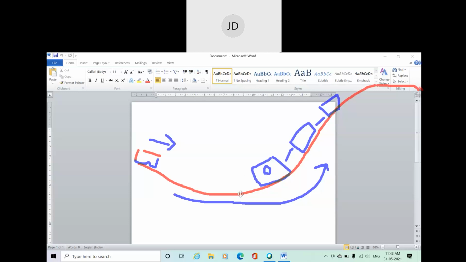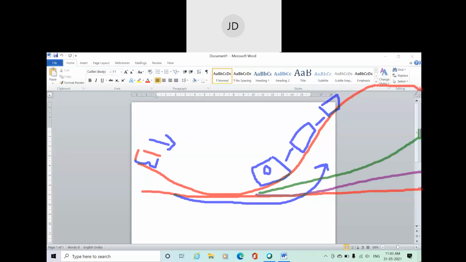This additional engine will help this train to move on this gradient. So on this particular gradient, again I will show you a diagram. Suppose this is horizontal. This is your minimum gradient, or gradient given in the station yard.